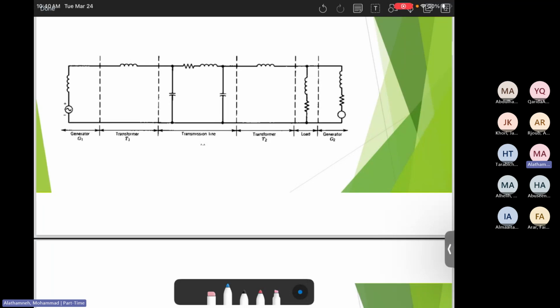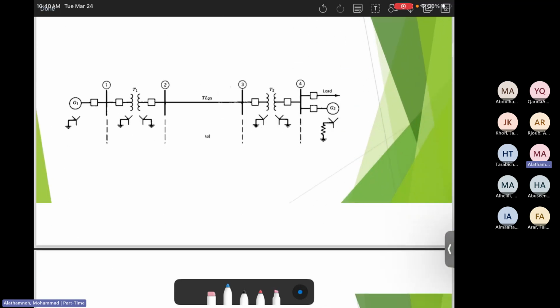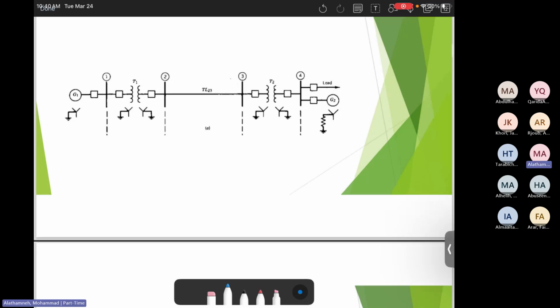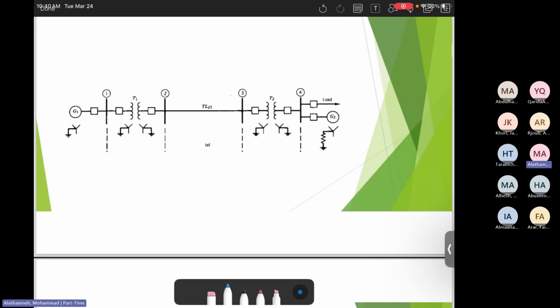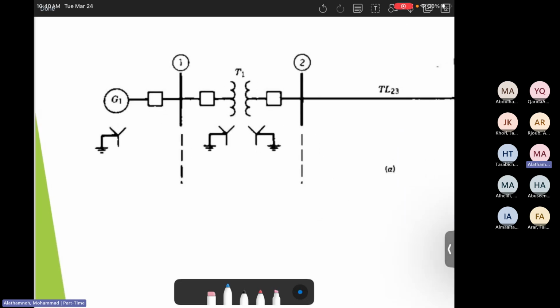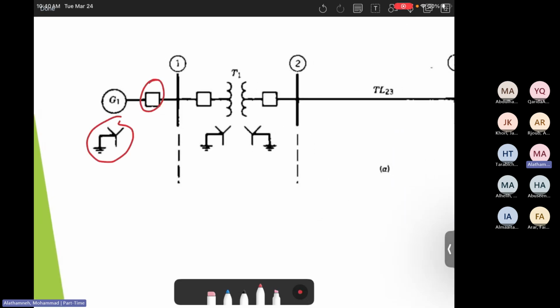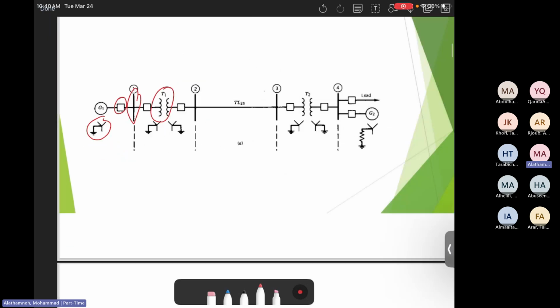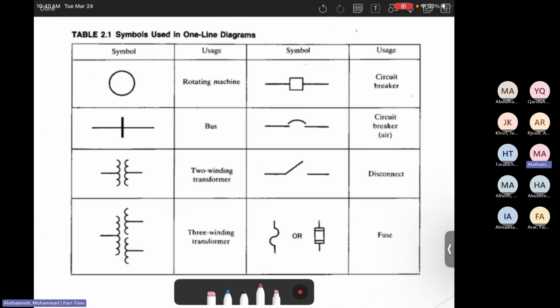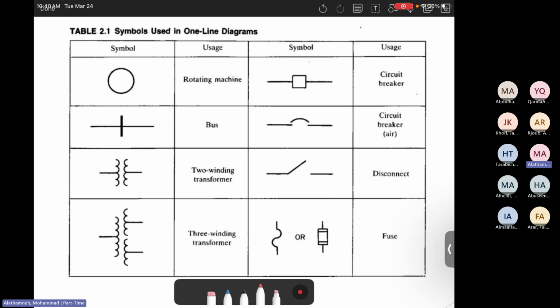Here is taking phase A as a reference. This is how it looks. Again, this is the generator, this is the transformer, transmission line, another transformer, load, and generator 2. Then here is what is called the single line diagram for that, which is the same thing that I used to draw. The other thing is that when you look at it, there are some symbols that you need to be familiar with. For example, what does this mean? What does this mean? And what does this mean? So the symbols that you need to make sure everybody is familiar with.